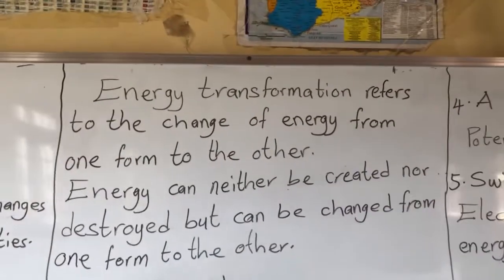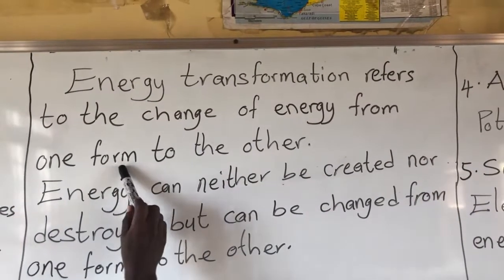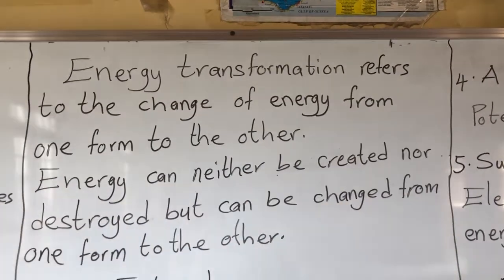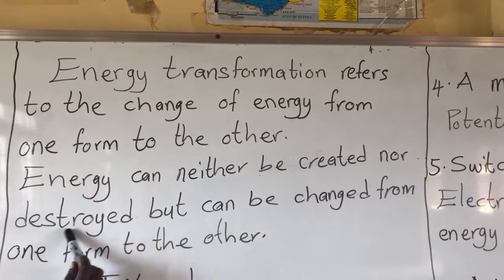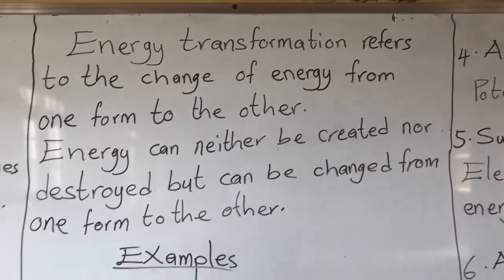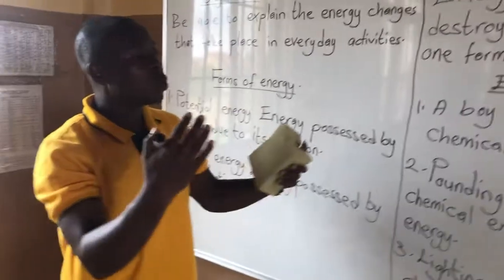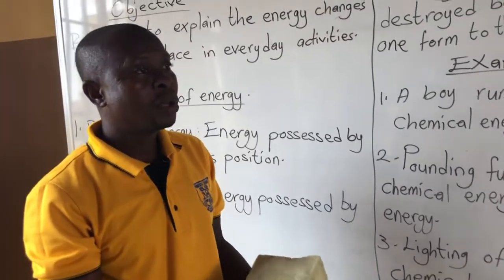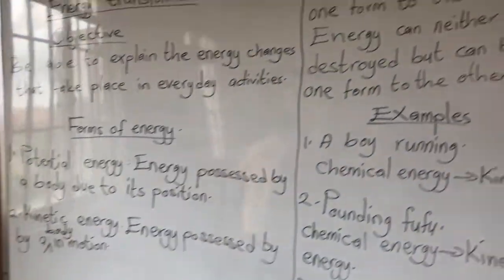So energy transformation refers to the change of energy from one form to the other. I would say energy can neither be created nor destroyed, but can be changed from one form to the other. Now, since we can't create energy and we can't destroy energy, the only thing we can do is to change energy from one form to the other. Now let's look at these examples.